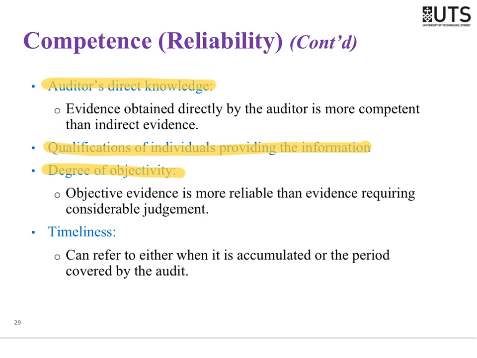Information, or I should say audit evidence, that is objective is much more reliable than audit evidence that is subjective. If you don't know what these mean, subjective means it requires a great deal of judgment. Objective means it doesn't require that much judgment. So as a result, this is more reliable than this. Okay? And that's what this element is referring to. The final one is timeliness.